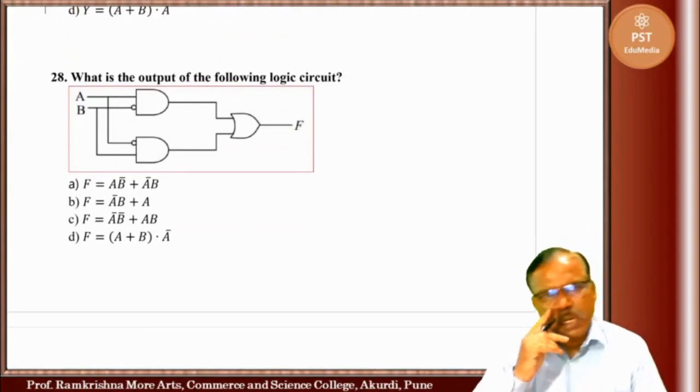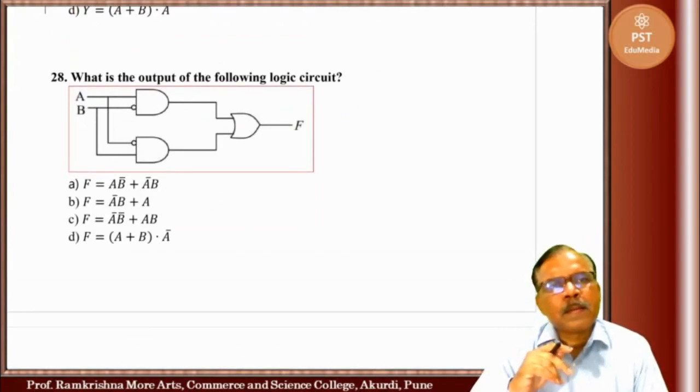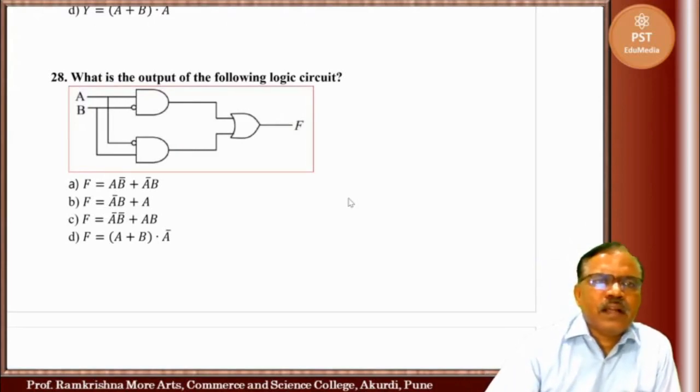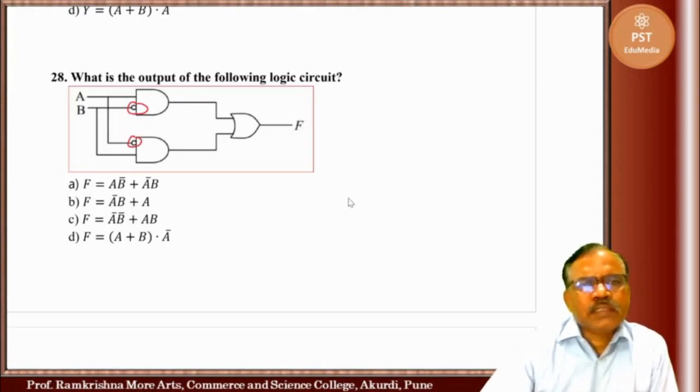Now what is output of the following logic gate? So here this meaning NOT is there. So what happens here? We have here A, B.